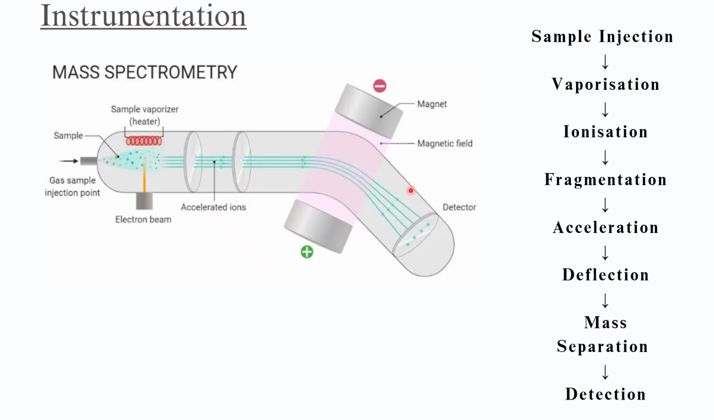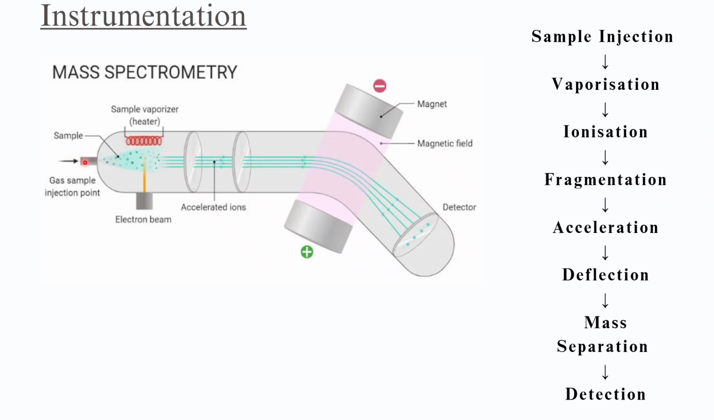Now, before going ahead and understanding the different ways of fragmenting a molecule, let us first understand the instrumentation of mass spectrometry so that we are clear on what principles a mass spectrometer works. So this is how a mass spectrometer looks. It consists of different parts where they have different functions. Firstly, we inject the sample. So this is the point through which we inject the sample.